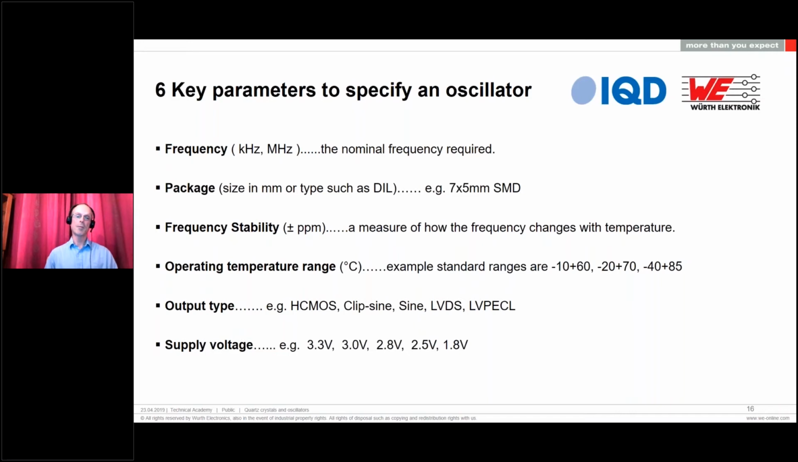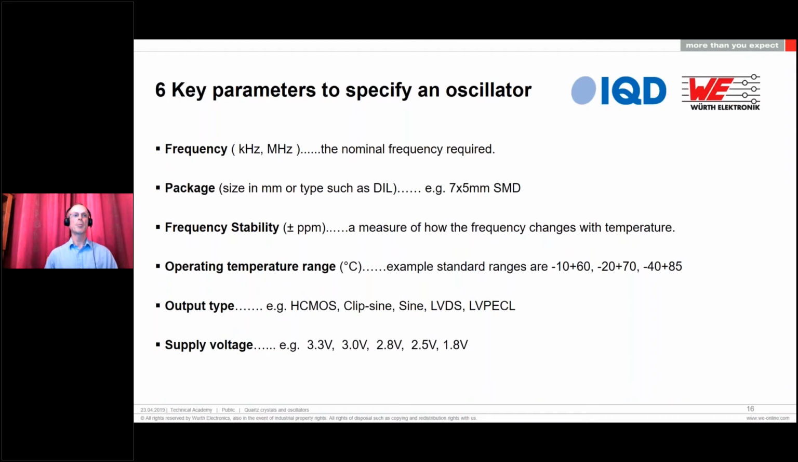It's slightly different from a crystal in that in the frequency stability value, we generally combine the tolerance value of the crystal and the stability together, i.e. plus or minus 100 ppm. Again, we need an operating temperature range. There are some examples there. Commercial, maybe minus 10 to 60, down to industrial, and beyond perhaps to automotive.